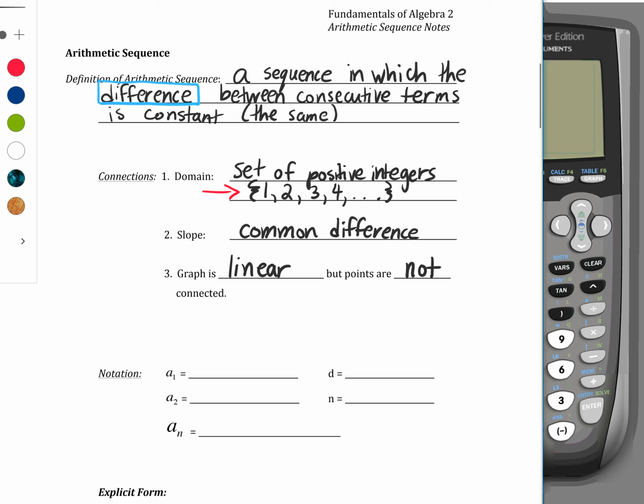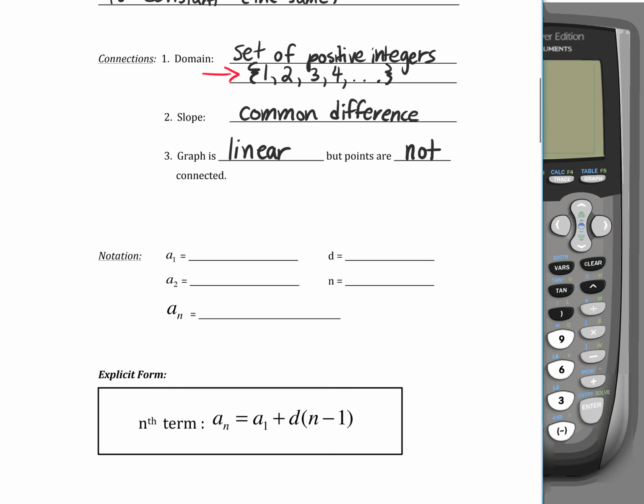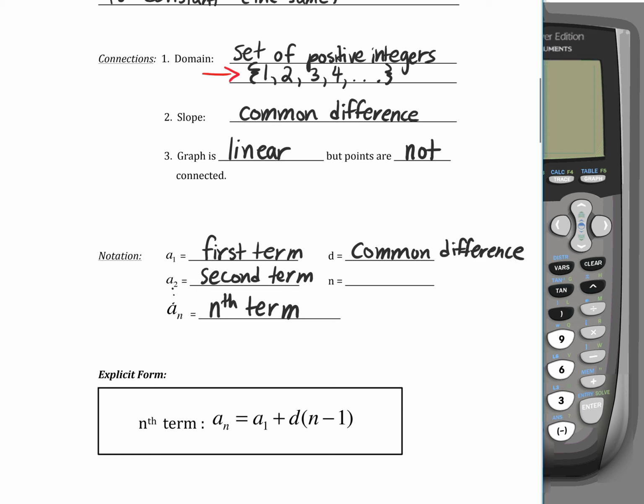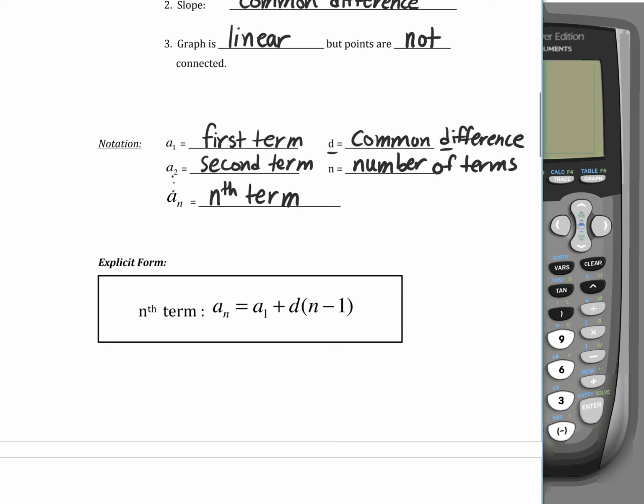Now we have some new notation that we need to take a look at. Our notation down here, our A1 is representing our first term. A2 is the second term. A3 would be the third term. I'm just going to put a dot, dot, dot. And then the AN would be the nth term. So if it was the A25, it would say 25th term. D is our common difference. Which is nice because the letters match up. And then N is the number of terms that we're working with in our particular sequence. And then down below on your paper, we have the formula that we're going to be using for the nth term that has all those different variables within the formula.